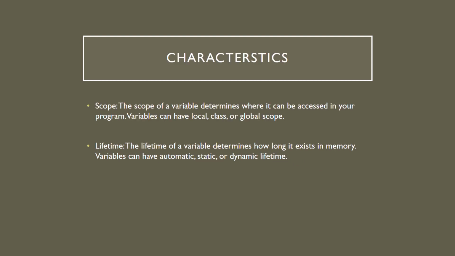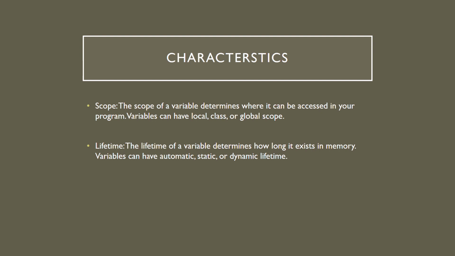What are the characteristics of these variables? Well, there are certain characteristics you must keep in mind while discussing variables. The first is the scope. The scope of a variable determines where it can be accessed in your program. It has three types of scopes basically in C# for variables. You have local, you have class, and global.